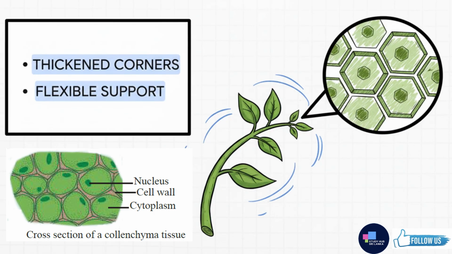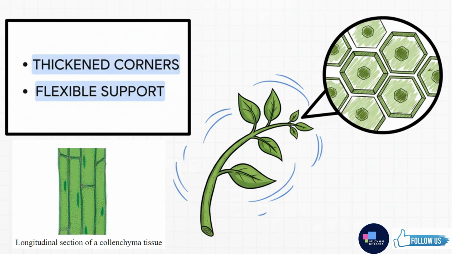Next up, we have collenchyma. Now, these cells are also alive, but look closely. Their corners are extra thick, and that's the key. That structure provides flexible support. It allows young stems and leaves to bend and sway in the wind without just snapping in half. It's kind of like a flexible skeleton for the young parts of the plant.